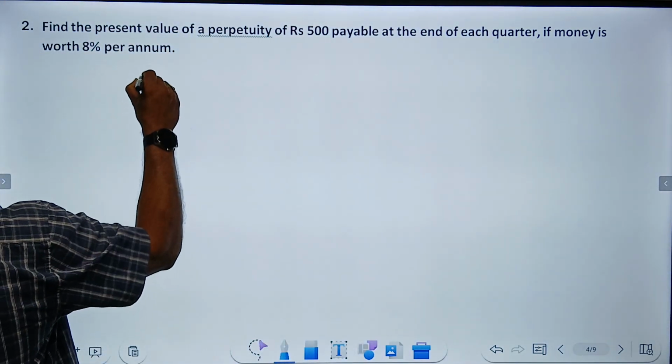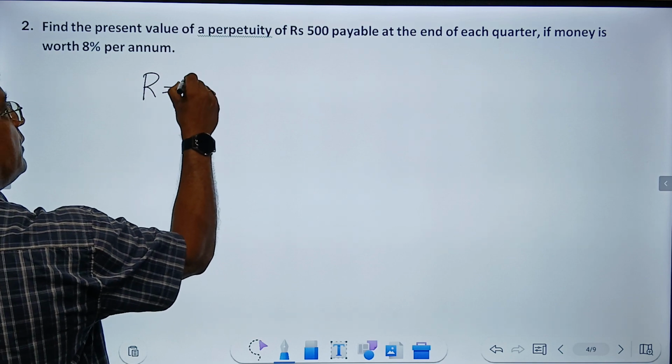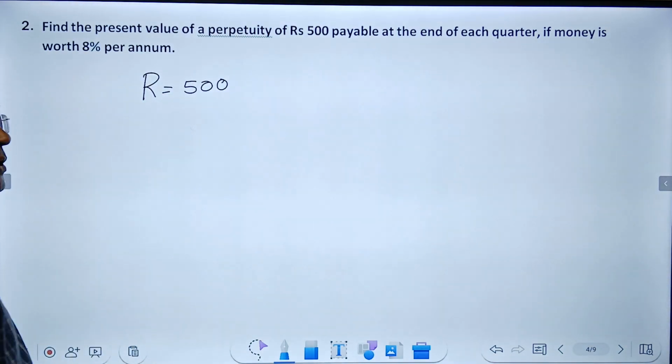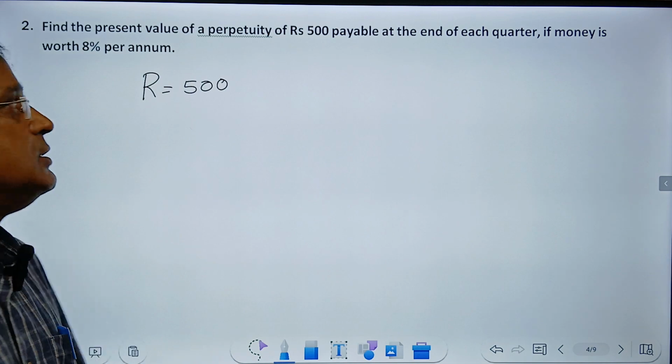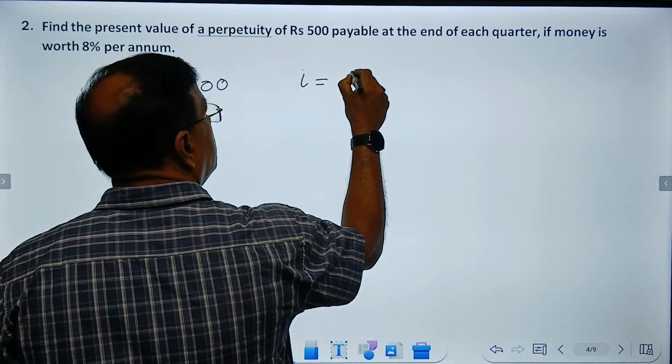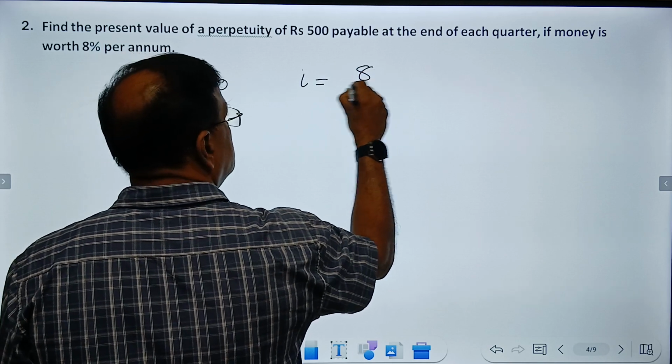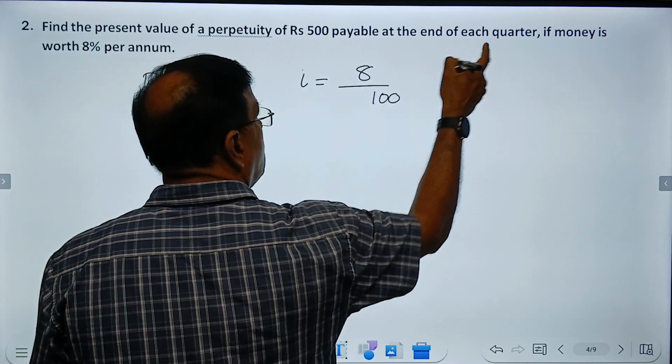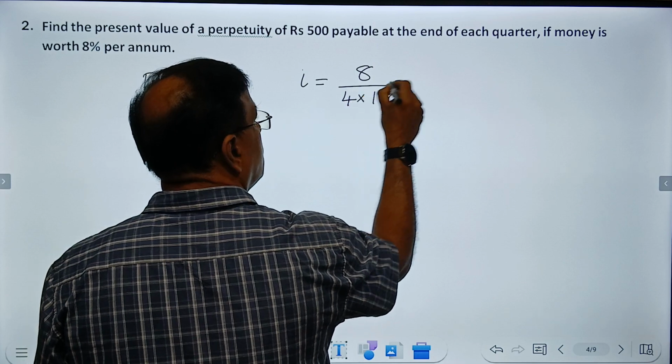So what is my periodic payment? Periodic payment R is 500 rupees. And what is my interest rate? My interest rate is 8%. But since it is quarterly, I have to divide by 4. So what is that?